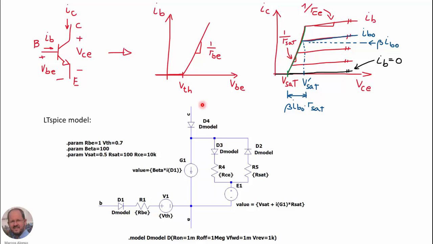So finally, this is our model, and these are the parameters of our model. We have in total 6 parameters. For the input, we have the base to emitter resistance and the base to emitter threshold voltage, and for the output we have the DC current gain, beta. We have the saturation voltage, the saturation region resistance, and the active region resistance.